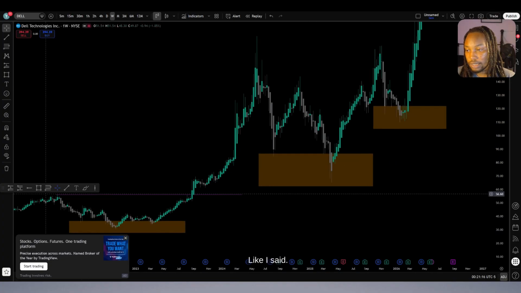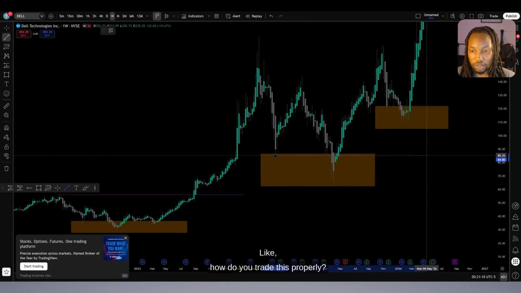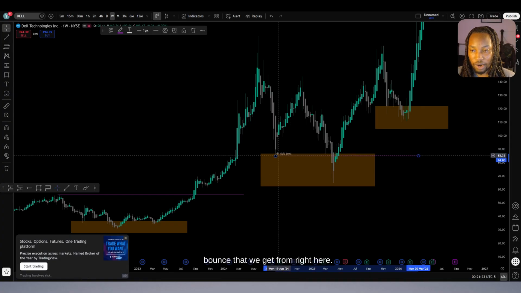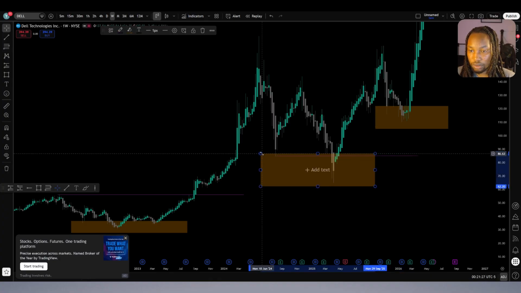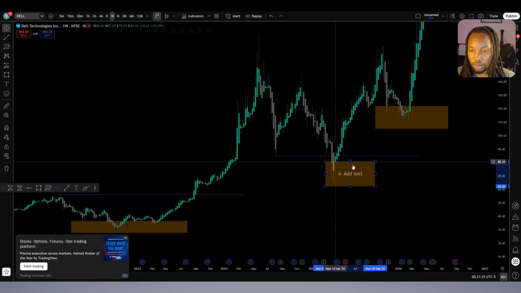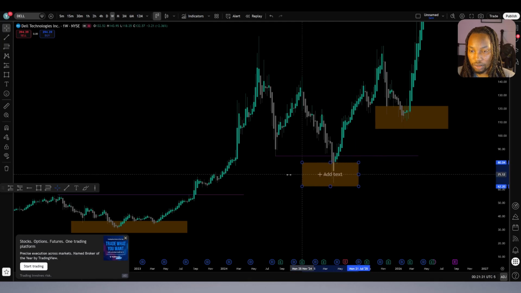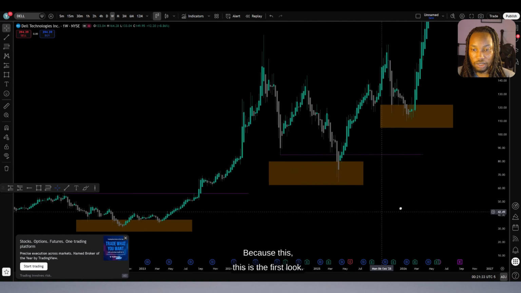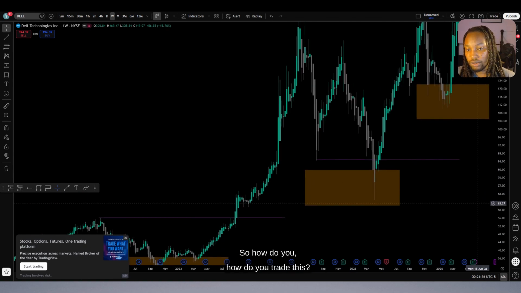And then what do we get? Like I said, now this is where it's tricky. How do you trade this properly? As you notice, this is the first 50% bounce that we get from right here. Let's make this smaller. Yeah, because this is the first low. So how do you trade this? Of course, it's going to get tricky.